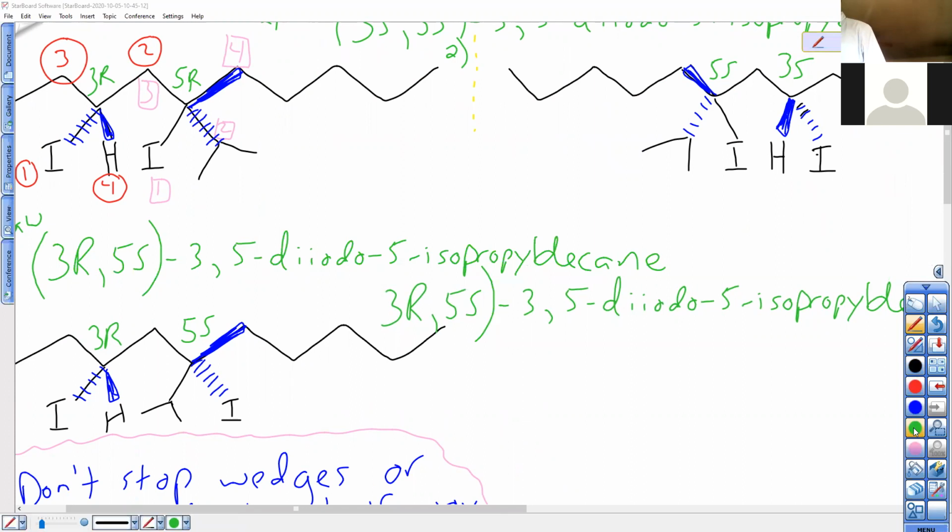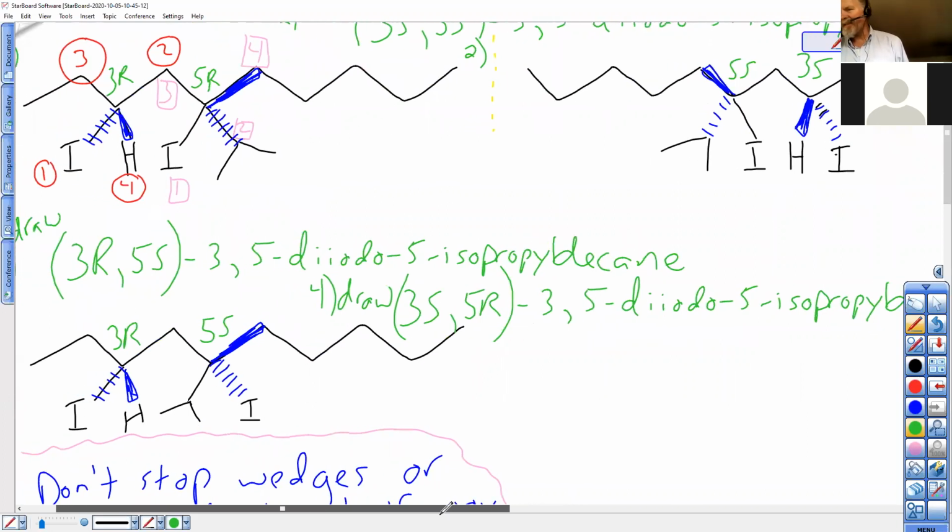And part 4, I want to draw, this time though, I want 3. Let's say I want the mirror image of 3R5S, which would be 3S5R. Eraser, eraser. 3S, 5R. And when I'm done, I will have all possible isomers that have that name at the end.